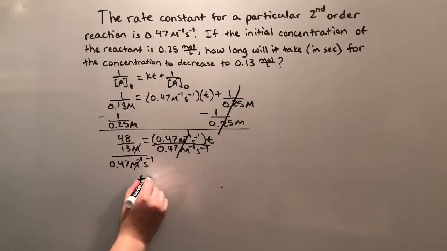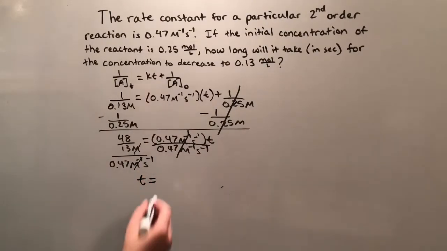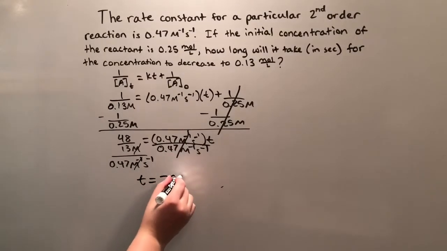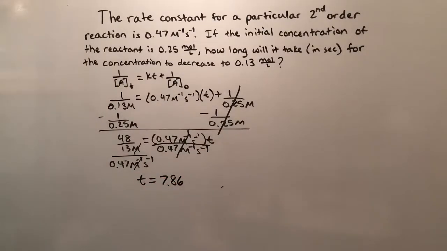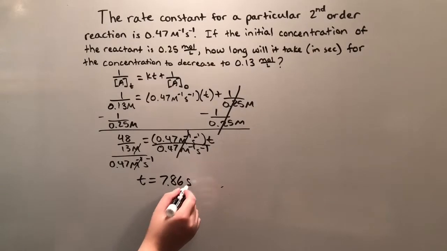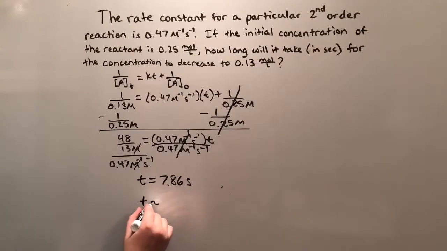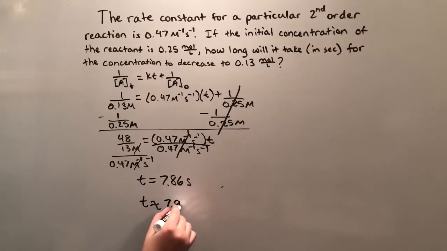If you plug this into your calculator, you're going to get t equals 7.86 seconds, and rounding this to two significant figures, you're going to get t is approximately 7.9 seconds.